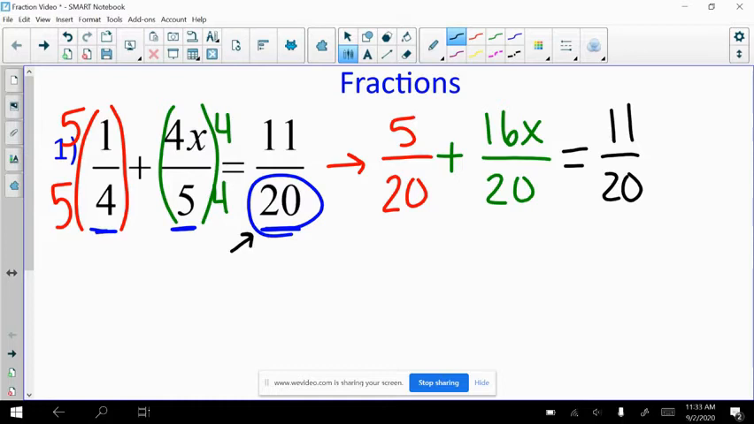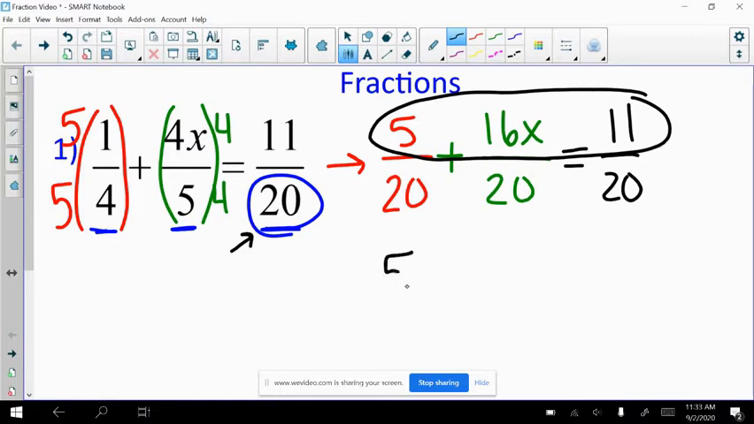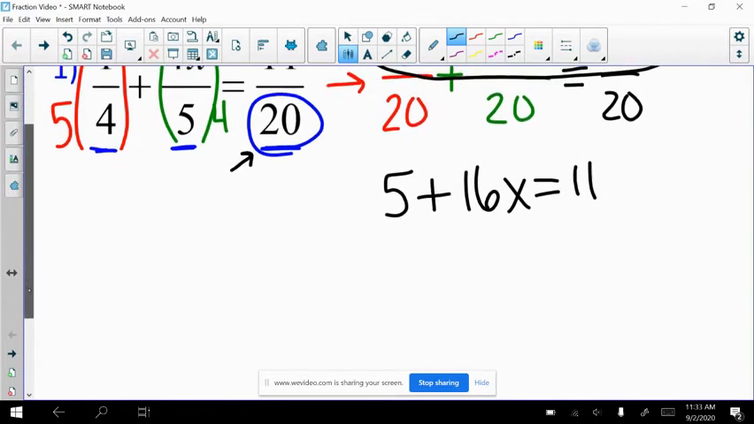So once I have that done, then it's easy, because all my denominators are the same and it's an equality, that means the top has to be the same. So I can ignore the denominators and focus on just the top. Now I'm just solving this problem: 5 plus 16x equals 11. And we should know how to solve that.